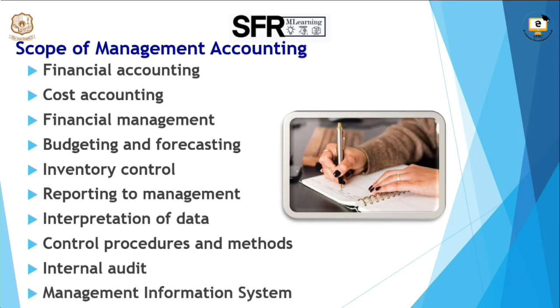Next we have to go for the scope of management accounting. So the first one is financial accounting. The recorded facts about an organization are used for planning the future course of action. Financial accounting deals with only historical data. So such data is very helpful to management accounting for taking decisions. Then second, cost accounting. It provides various techniques for ascertaining the cost of manufacturing products and services.